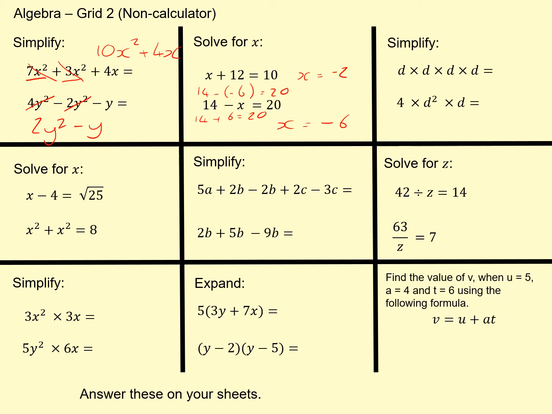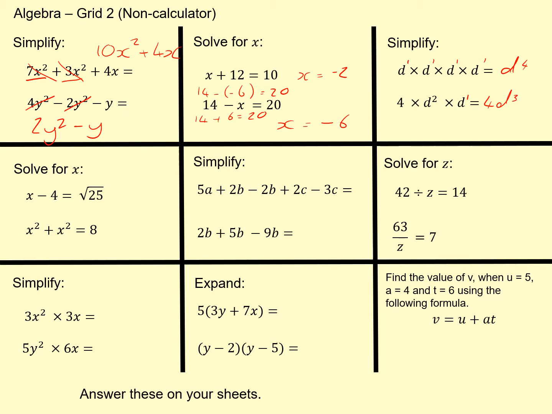Next up, simplify d times d times d times d. Well, remember we're adding all the powers together, and the power is 1. So that's d to the power 1 add 1 add 1 add 1, which gets us d to the power 4. Next up, we've got the 4, so I can put that in, and then d squared times d to the power 1 gets me d to the power 3. Because again, I'm adding the 2 and the 1 powers together.